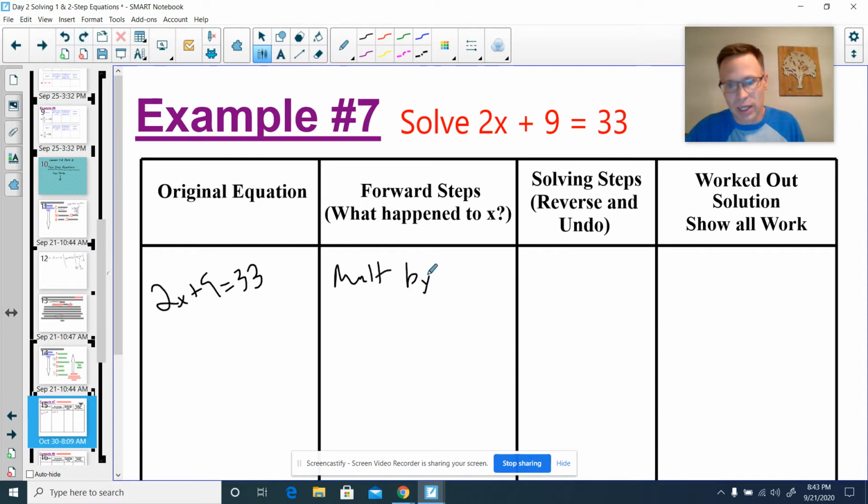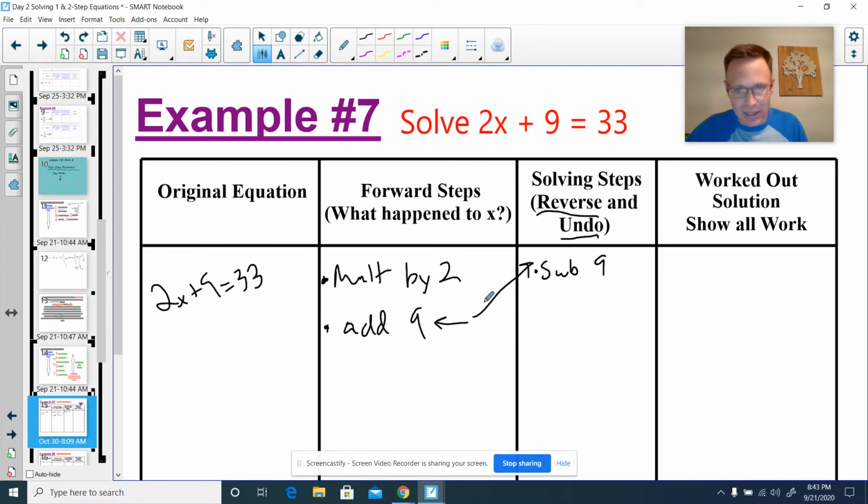Multiply by 2. That would be the first thing to do. The second thing to do would be to add 9. All right, now we are going to reverse those steps and undo them. So now I'm going to take the last one and make it the first thing I undo, which means that instead of adding 9, I'm going to subtract 9. And then the first step becomes the second step.